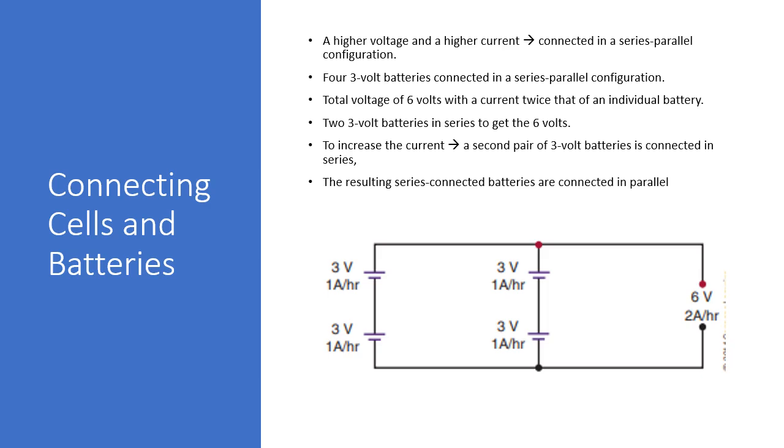It is necessary to connect the two 3-volt batteries in series to get the 6 volts. To increase the current, a second pair of 3-volt batteries is connected in series, and the resulting series-connected batteries are connected in parallel. The overall result is a series parallel configuration.